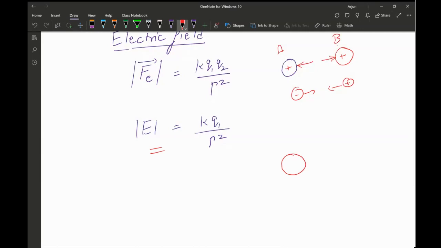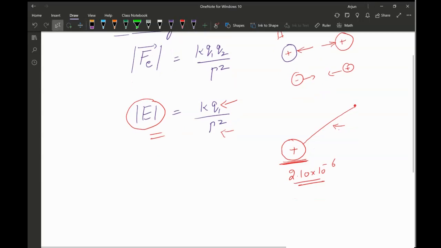So let's say this is a positive charge given to me, and I'm trying to find the electric field at this particular point. I'll take the distance from the charge and then use the amount of the charge. The amount of the charge will be given to you in coulomb, let's say 2.10 times 10 raised to the power negative 3 or negative 6. You will use that value here, and the distance will also be given to you, and you will feed that distance value down here, and then you will be able to find the electric field value.